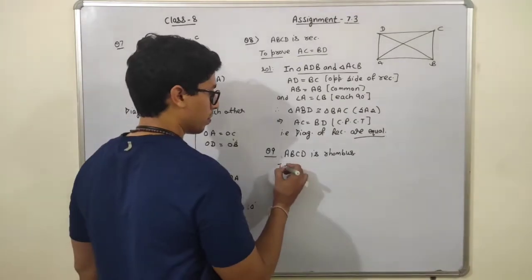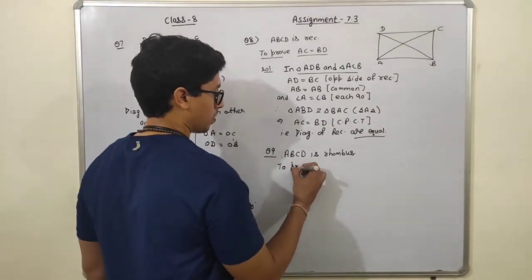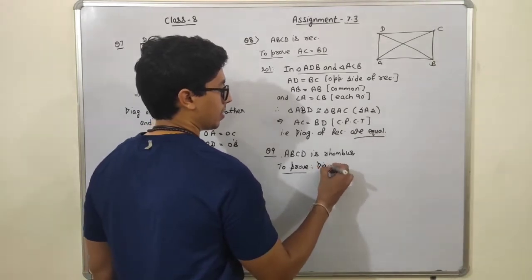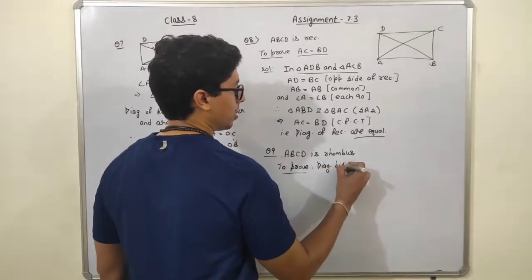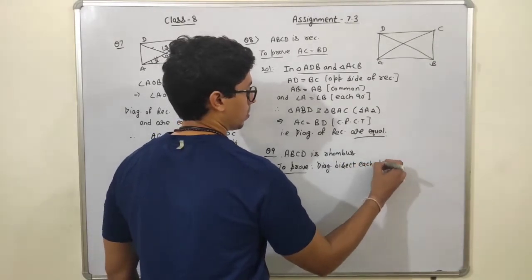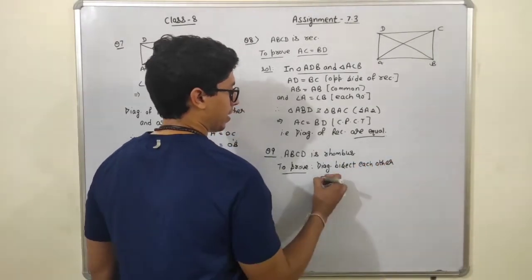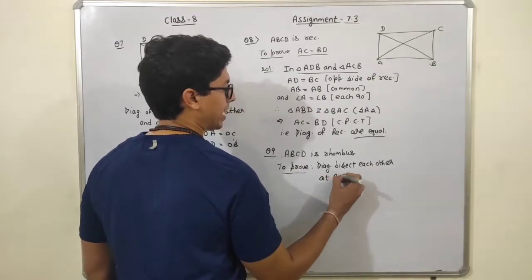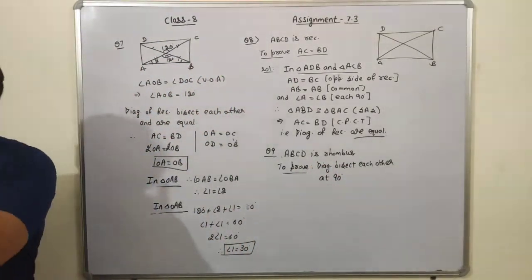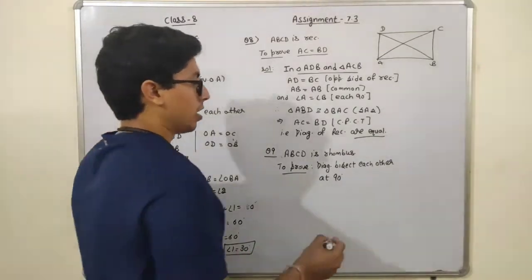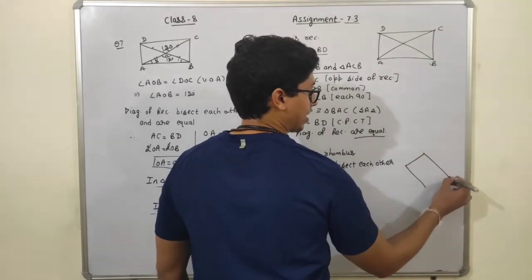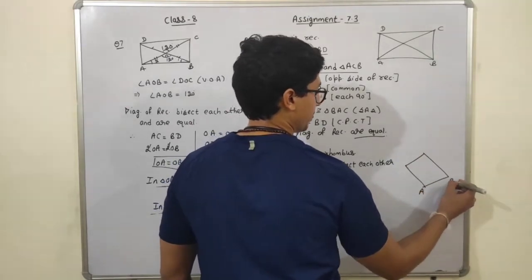To prove: the diagonals bisect each other at 90 degrees, that means at a right angle. So this I will prove, students. See, first of all, we will draw a rhombus, name it as ABCD.